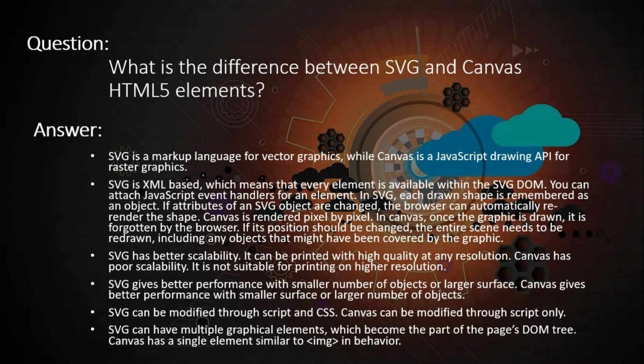SVG gives better performance with smaller number of objects or larger surface. Canvas gives better performance with smaller surface or larger number of objects. SVG can be modified through script and CSS. Canvas can be modified through script only. SVG can have multiple graphical elements, which become the part of the page's DOM tree. Canvas has a single element similar to IMG in behavior.